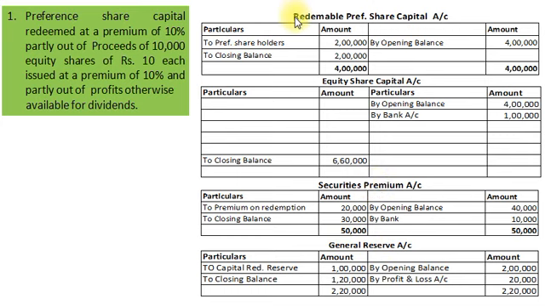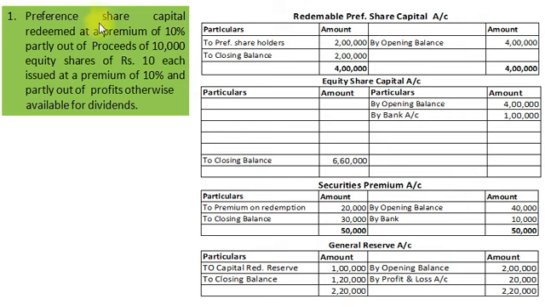First of all, we take the balances. In the redeemable preference share capital account, opening balance credit side rupees 4 lakh and closing balance debit side rupees 2 lakh. In equity share capital, opening balance credit side rupees 4 lakh, closing balance rupees 6 lakh 60,000. Securities premium account, opening balance credit side rupees 40,000, closing balance debit side rupees 30,000. General reserve account, opening balance rupees 2 lakh on credit side, closing balance on debit side rupees 1 lakh 20,000.